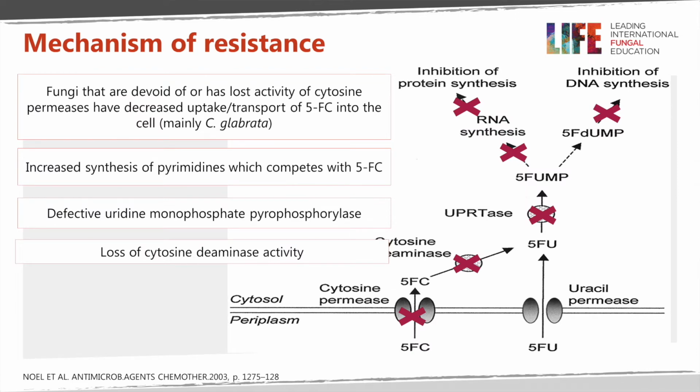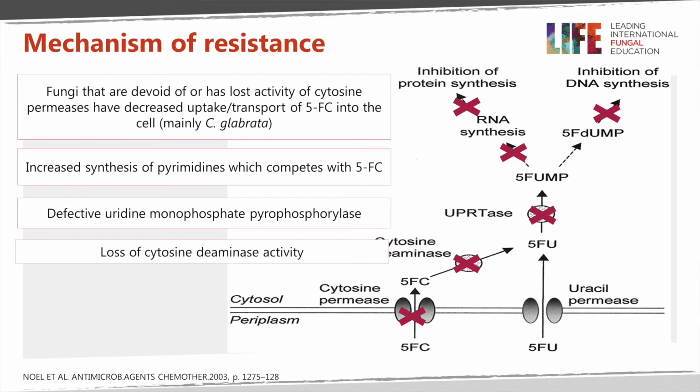Then how does this resistance come in? One mechanism is that we have fungi that do not have cytosine permease, which is responsible for moving flucytosine from outside of the fungal cell into the cytoplasm. And so if flucytosine cannot be moved inside the cytoplasm of the fungal cell, then there's no way it will inhibit DNA or RNA synthesis.